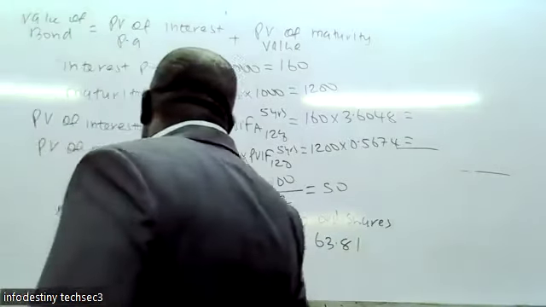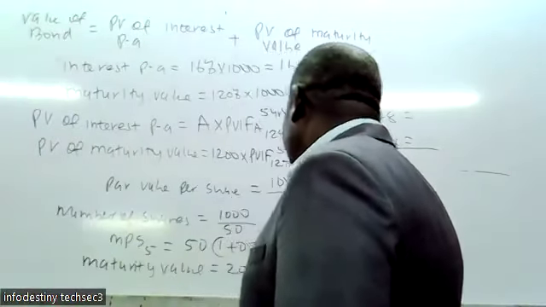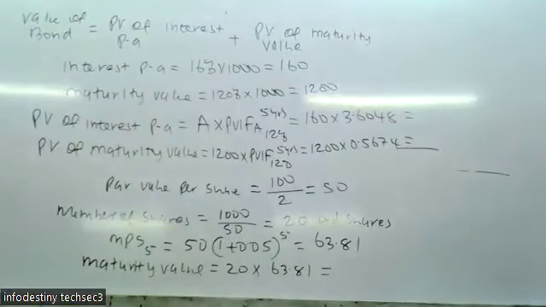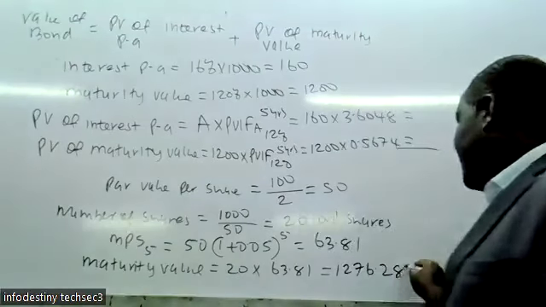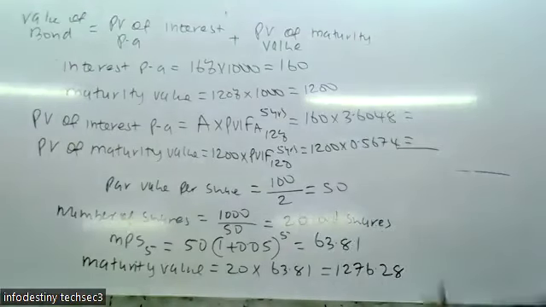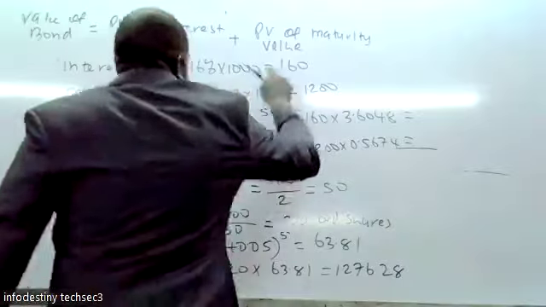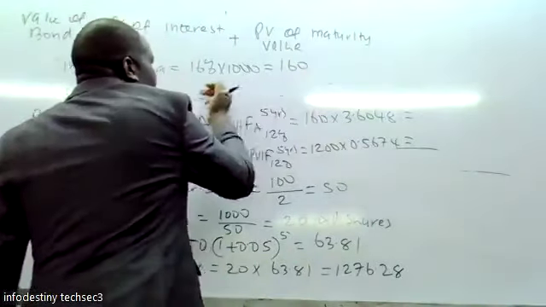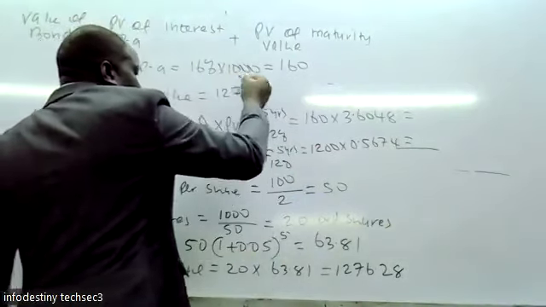Yeah, so now the maturity value. There are 20 ordinary shares, and each share is 63.81. So what should be now that maturity value? 1,276.28. So everything remains, it is only the maturity value. So you repeat, interest is not changing. And here maturity value now, it is which year?